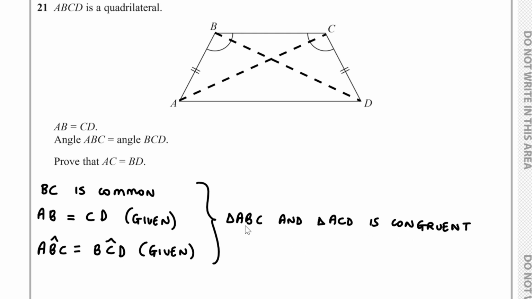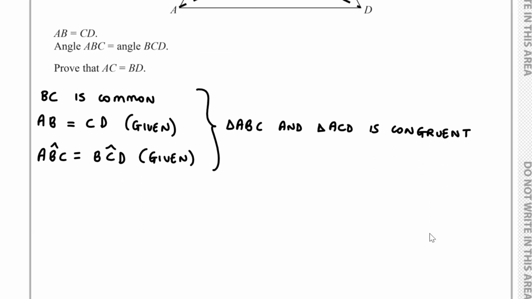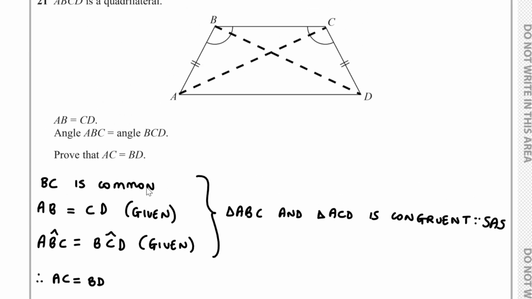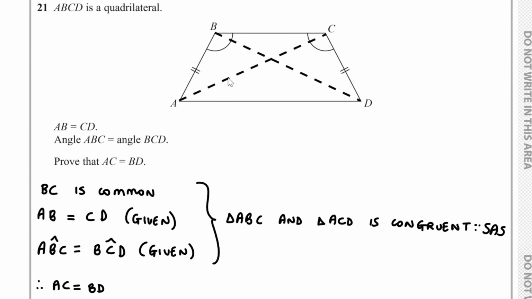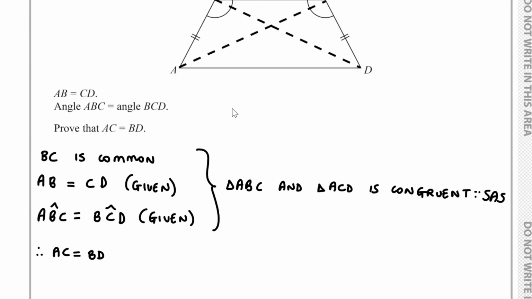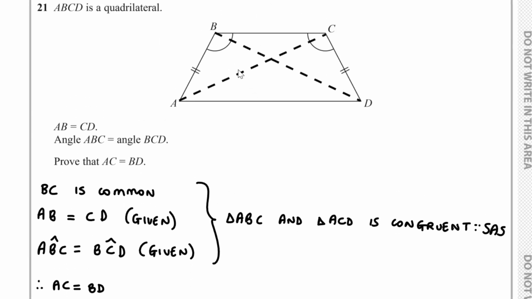So ABC and ACD are congruent, and the reason for this is side angle side, and because of that we can conclude AC is equal to BD. Okay, because the triangles are congruent, this length is the same as this length here.